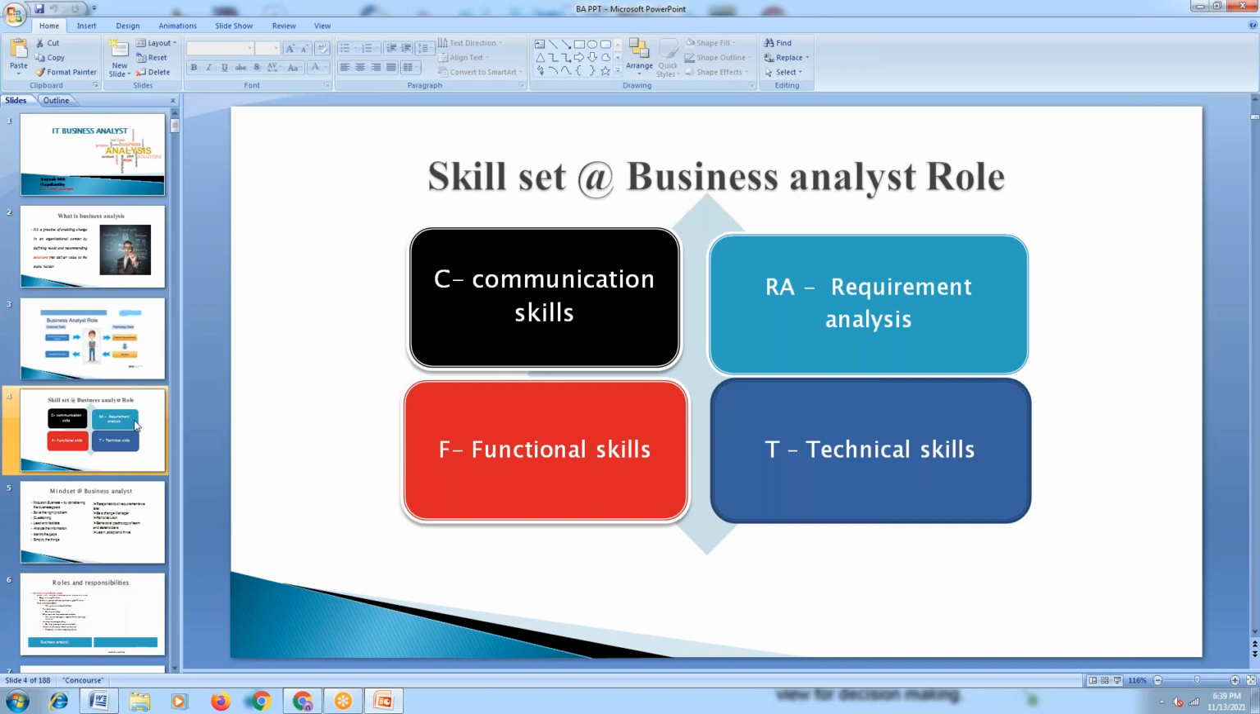After communication skills, the next we call RA. You could see there, RA. RA stands for requirement analysis. What is requirement analysis? Understanding the requirements. Understanding one's requirement is what RA stands for. For example, you are the end user, you are using a core banking application for a long time. Now you want that application to be upgraded to the next level.